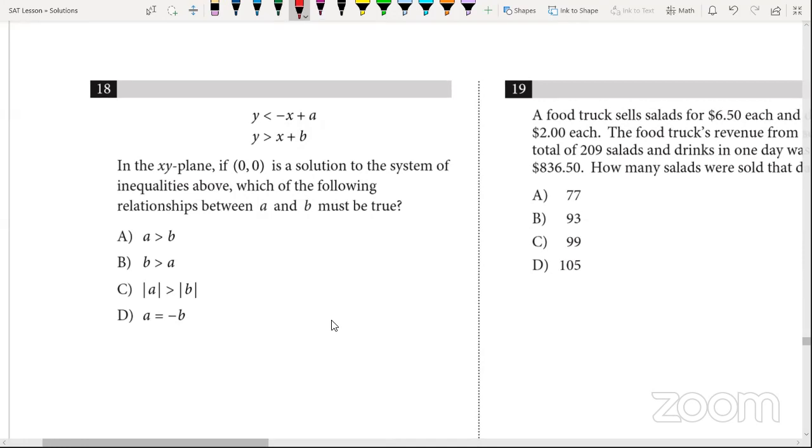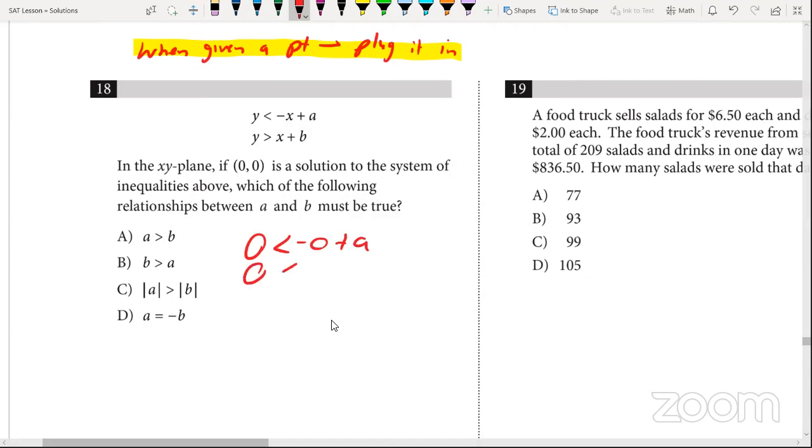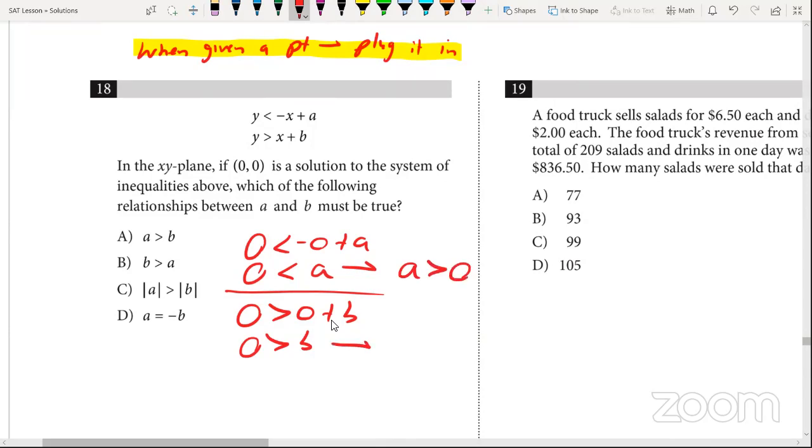So 18 seems like a tough question, but whenever you're given a point in a situation, go ahead and plug it in. In other words, why are they giving us the point if not to do something with it, right? So let's plug in (0, 0). In the first equation, 0 less than -0 plus a, 0 less than a when it simplifies. And in the bottom equation, 0 greater than 0 plus b, taking away the 0 on the right, that's 0 greater than b. So flipping them around so they're easier to read, a is greater than 0 and b is less than 0.